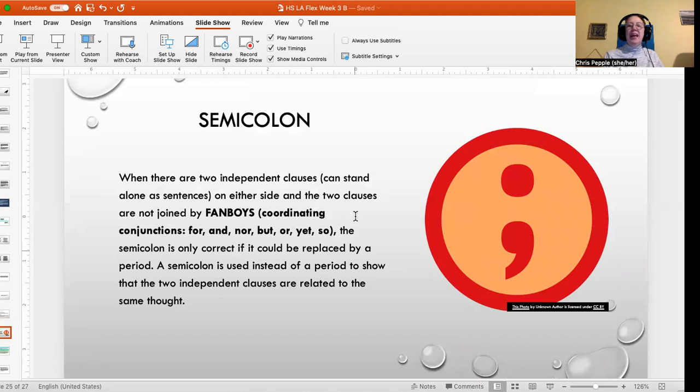And we'll finish with the semicolon. Here we go, grammar review. When there are two independent clauses, complete sentences that can stand alone as sentences, and they're not joined by one of the FANBOYS (for, and, nor, but, or, yet, so), the semicolon is only correct if it can be replaced by a period. A semicolon is used instead of a period to show that two independent clauses are related to the same thought. You're like, what? So you're hooking two sentences together without one of the FANBOYS. Okay.